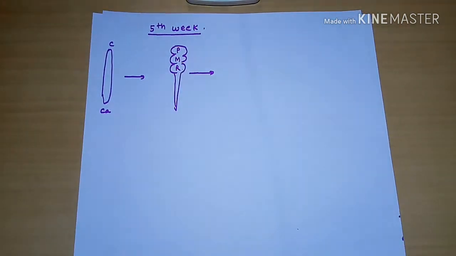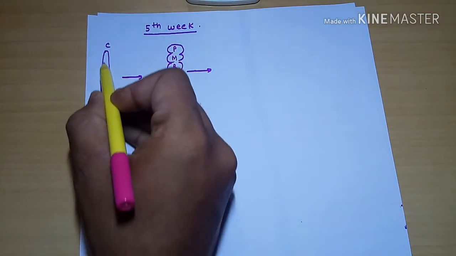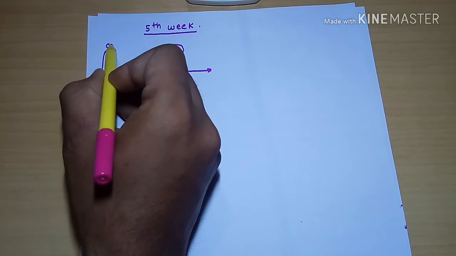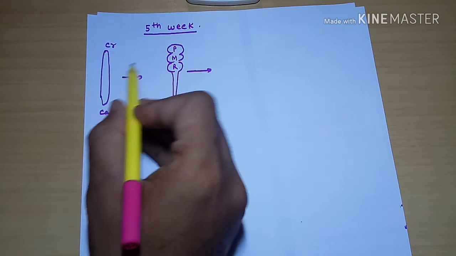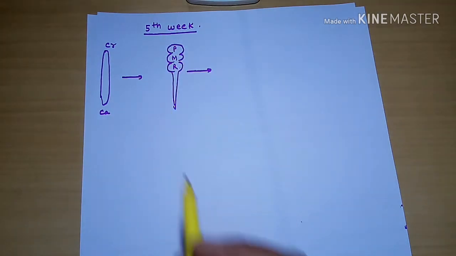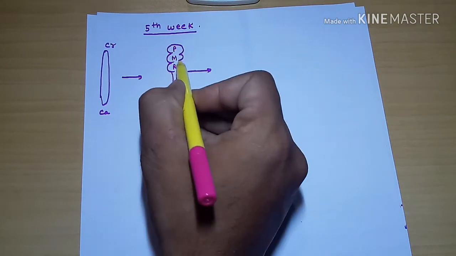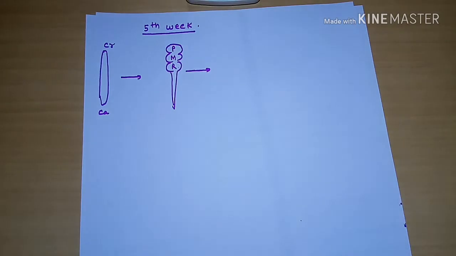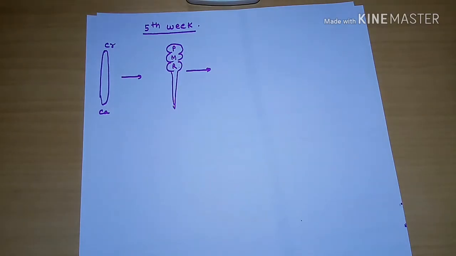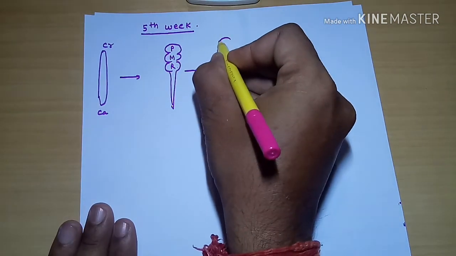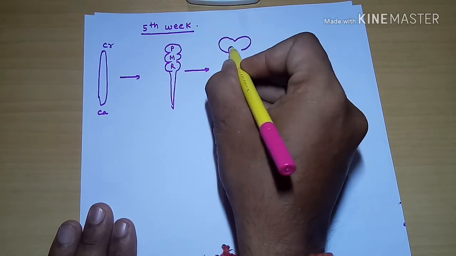At the 5th week of the embryological development, this structure is the neural tube. This is the cranial end, and this is the caudal end. At the 5th week of the development, from the cranial end, three swellings are formed. The first swelling is the prosencephalon, the middle one is the mesencephalon, and the last one is the rhombencephalon. From the prosencephalon, some cells are dividing more, which will form the telencephalon, and the cells which are not dividing as much will form the diencephalon in the middle.